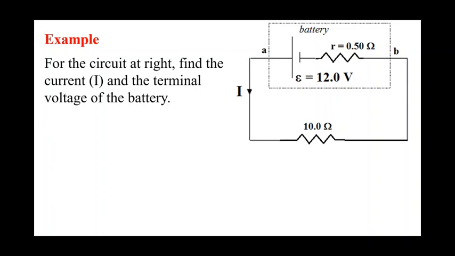And we'll just give a quick numerical example. For the circuit at right, find the current I and then the terminal voltage of the battery. Again, you might want to pause this, try this on your own first, and then unpause when you want to see the answer.